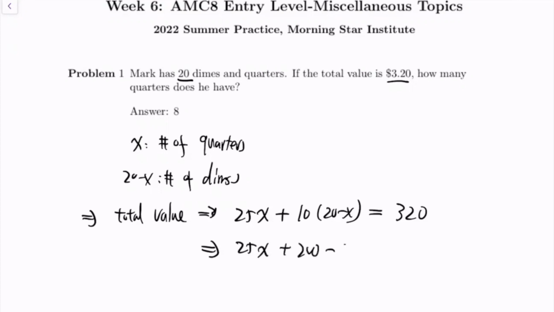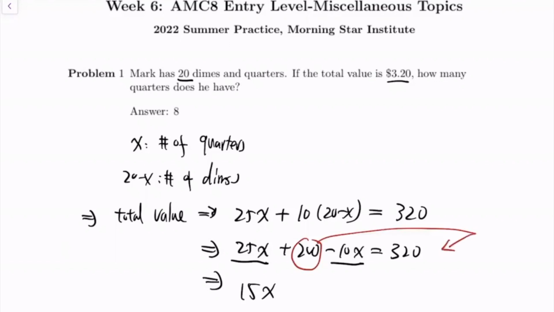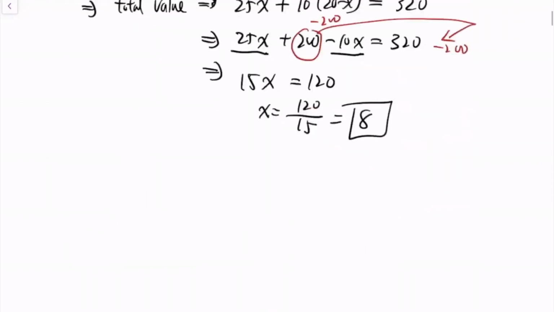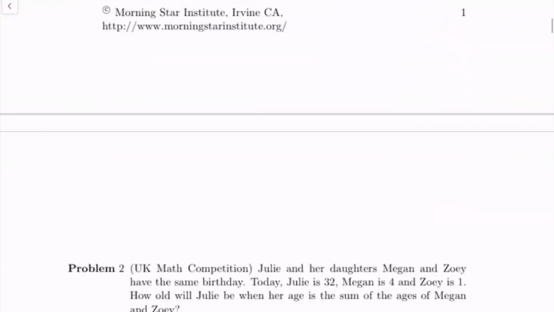Let's simplify the equation. We get 200 minus 10x plus 25x equals 320, and then we combine like terms: 25x minus 10x gives us 15x. Then we move the 200 to the other side, so we just subtract 200 on both sides. We get 15x equals 120. So x is 120 divided by 15, and the number is 8. Problem number 2.